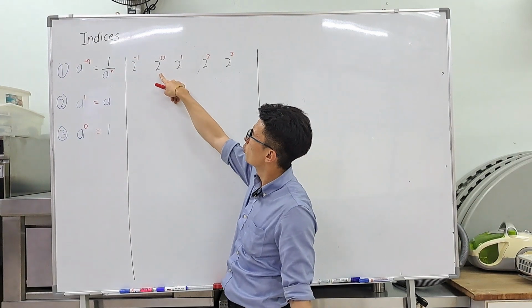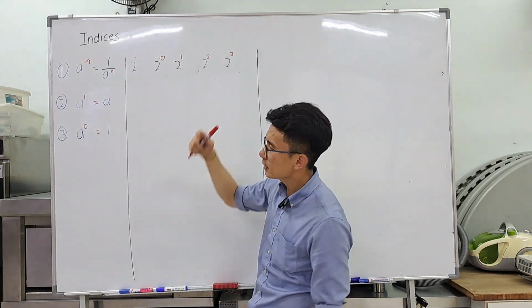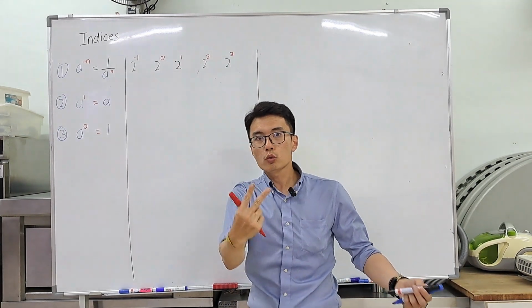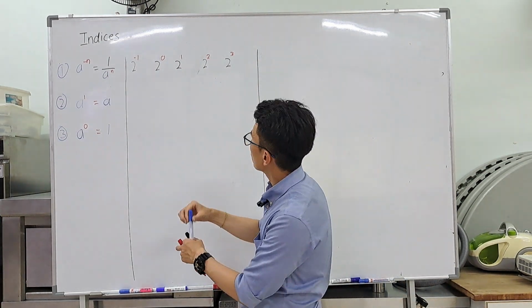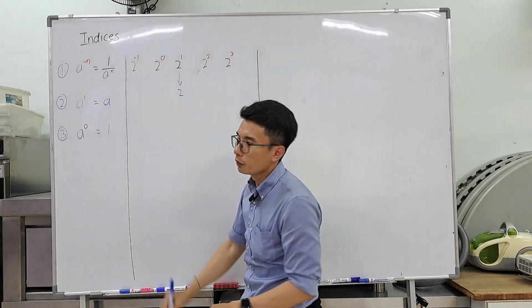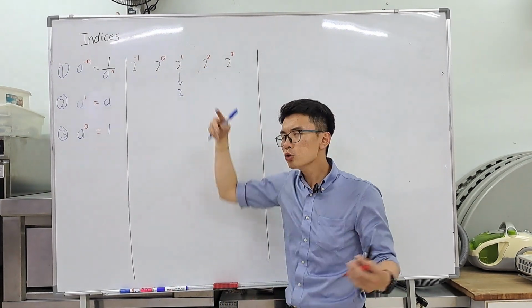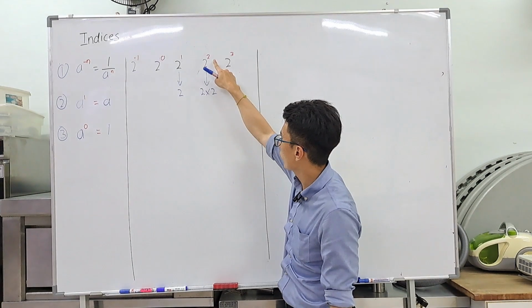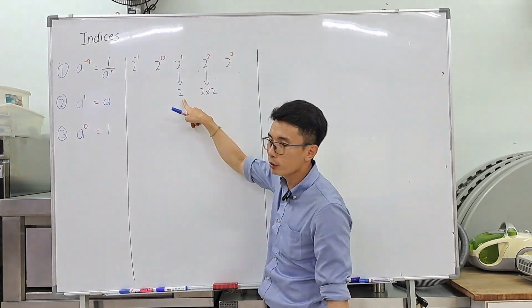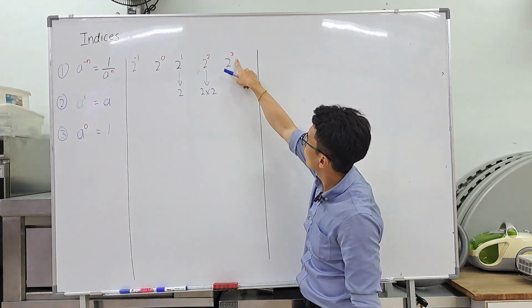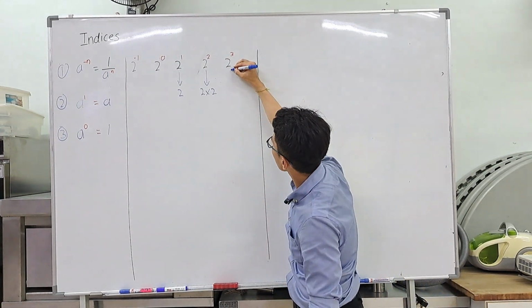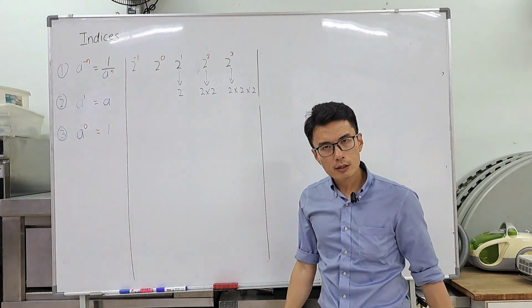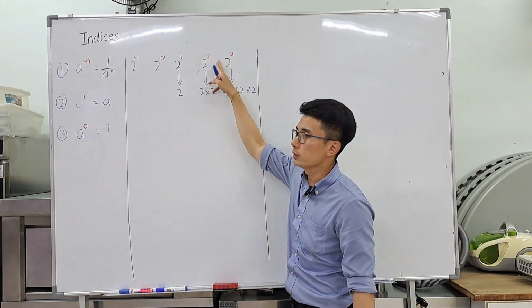Let's just say I do not know what 2 power of 0 is, but we have established an understanding of what 2 power of 1 is. 2 power of 1 is just 2, because I have only one of them. 2 squared has the same meaning as 2 times 2, because I have 2 of them. And if I have 2 to the power of 3, it should be 2 multiplied by 2 multiplied by 2. That is how we understand the power system over here.